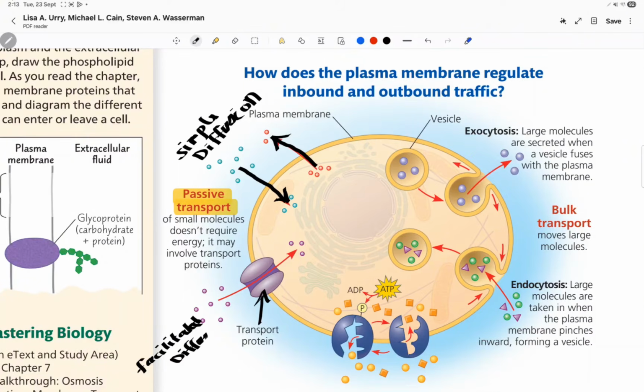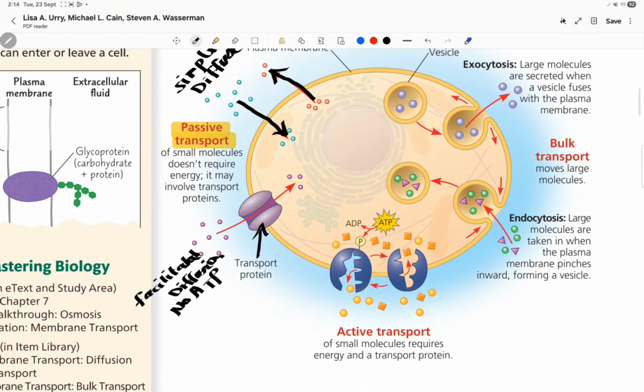But still, no ATP. Why? Because high to low. ATP has to be used when going from low to high, because going from low to high is against nature. It's like a homeless person giving a rich person money. It's against nature. Okay? So you must break ATP down into ADP and P.